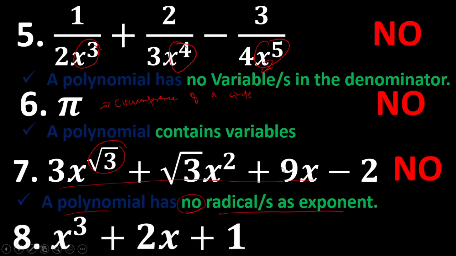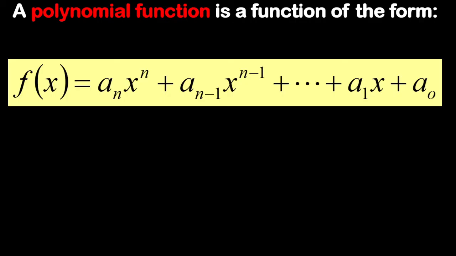Next, number 8, x cubed plus 2x plus 1. Well, obviously, this is a polynomial. A polynomial with 3 terms is called a trinomial. So we're done with a brief review about polynomials. Now, let's discuss a polynomial function.